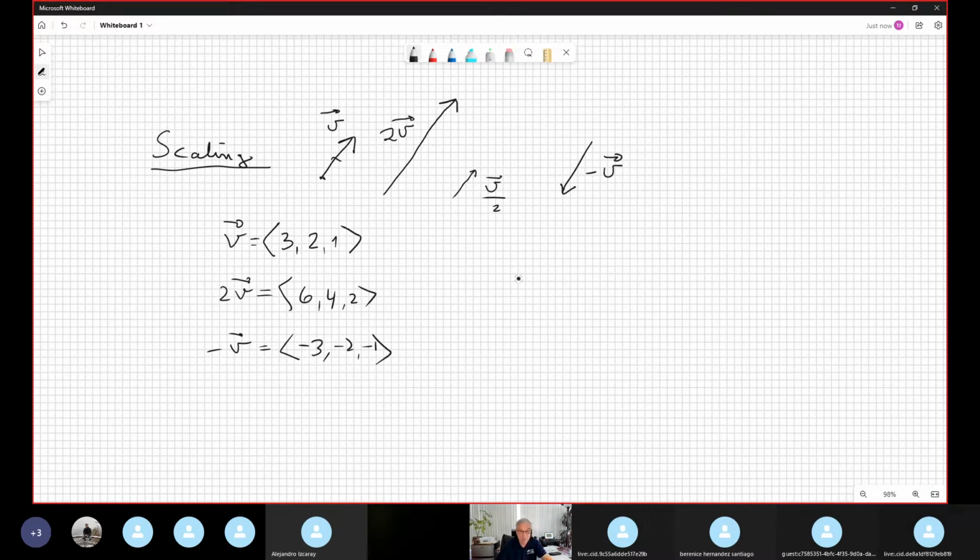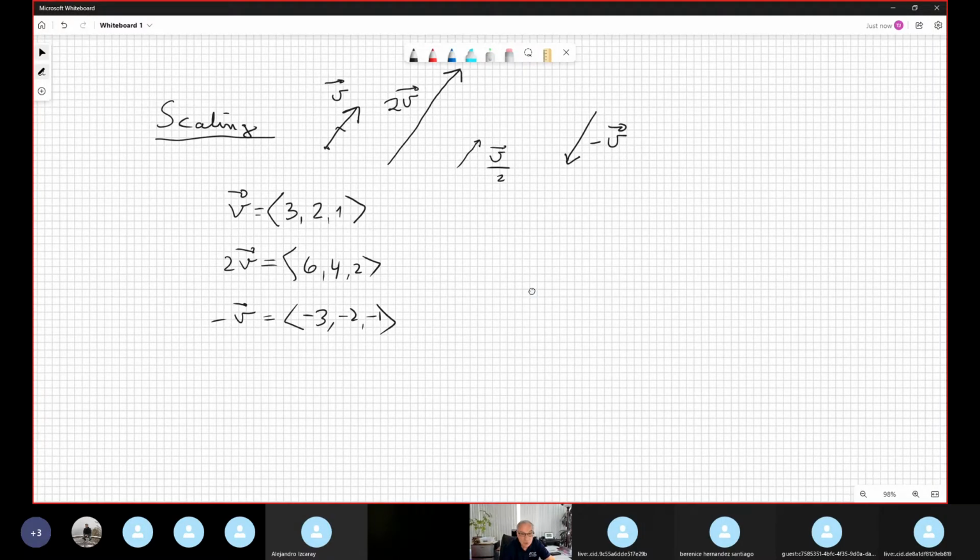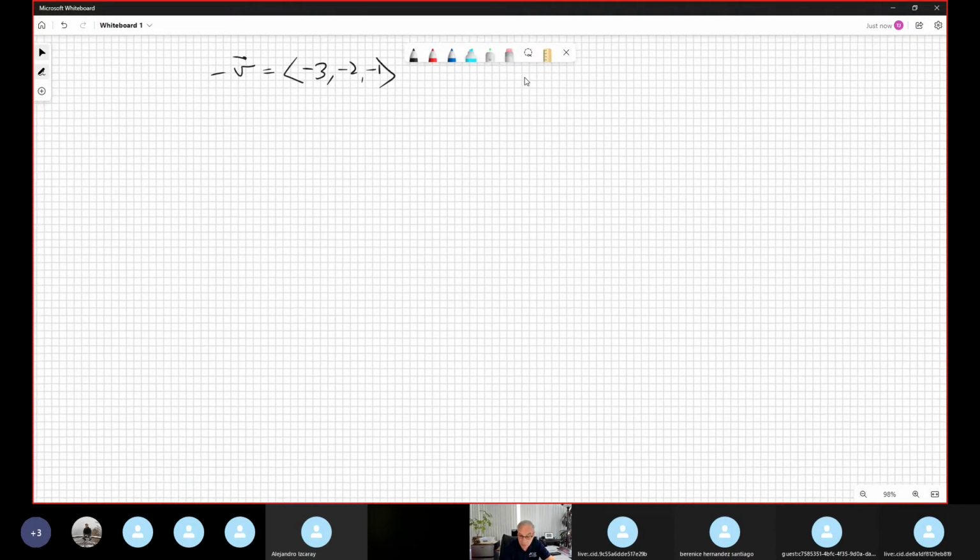Scaling is super easy, straightforward. Now let's do addition. Addition and subtraction, but I want addition first. Addition of two vectors. I want to explain it geometrically and algebraically.